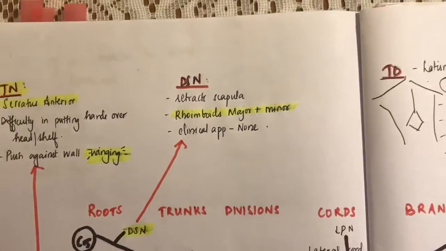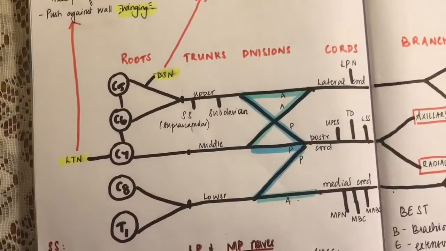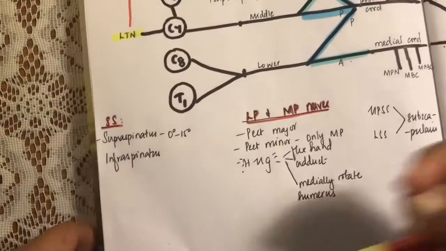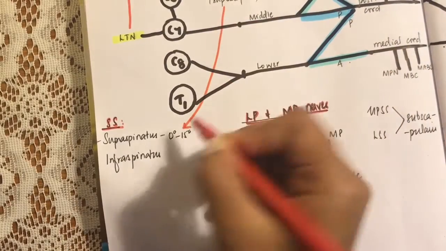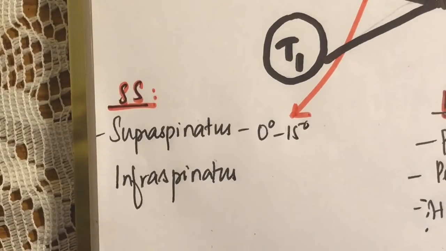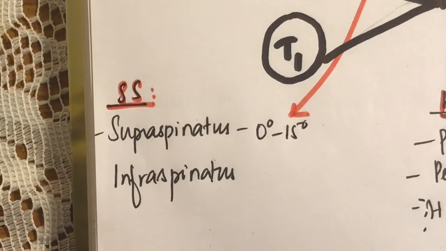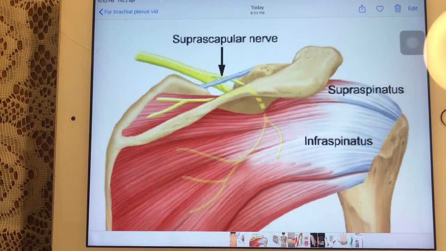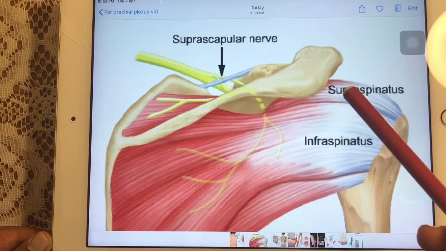Now let's come to the suprascapular nerve. It basically supplies both the supraspinatus and the infraspinatus, as we can see here. Sorry about that, it's not supraspinatus nerve, it's suprascapular nerve. So the suprascapular nerve supplies both the supraspinatus and the infraspinatus. You can see the nerve here, and it supplies both of these.